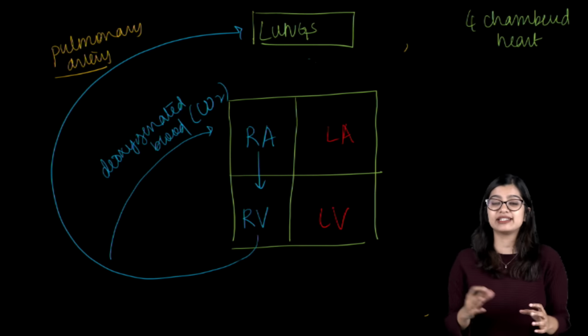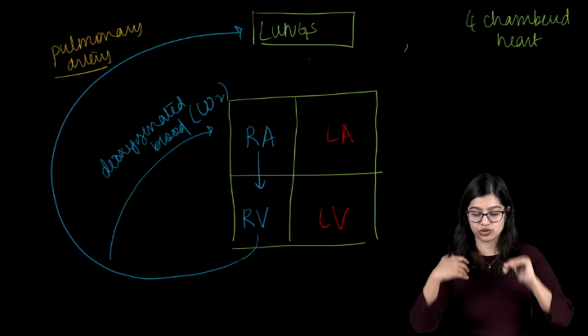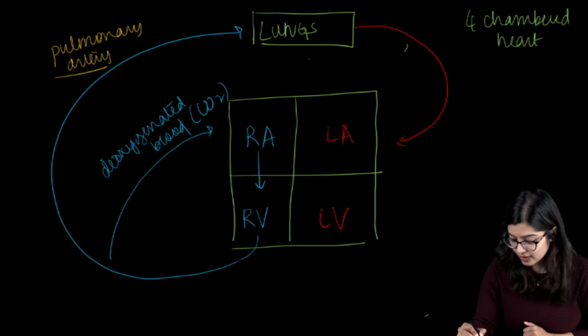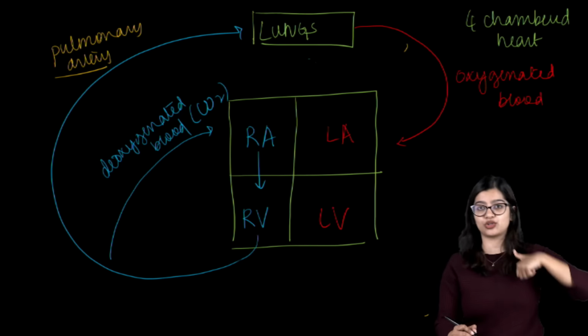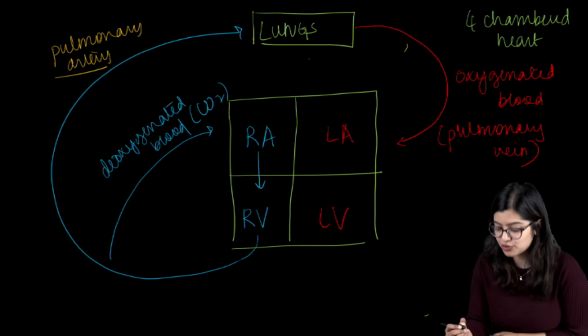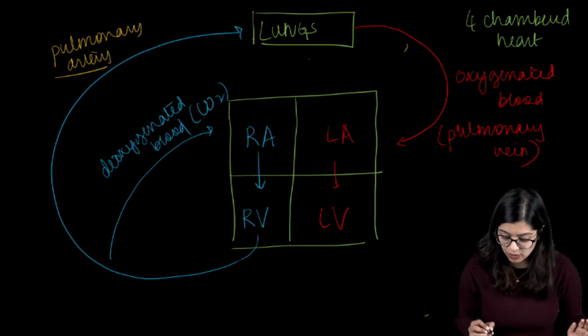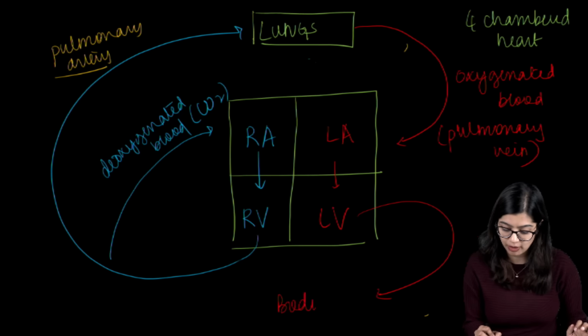Now once it reaches the lungs, we know gaseous exchange happens, carbon dioxide is expelled out, oxygen is brought in. So from here what will happen? Lungs will bring in oxygen rich or oxygenated blood. So blood vessels will bring the oxygen rich blood. And here we see that this is an exception. So we have something called the pulmonary vein, which will bring the oxygenated blood to the left side. From here it will go to the left ventricle. The left ventricle will pump it to different parts of the body.